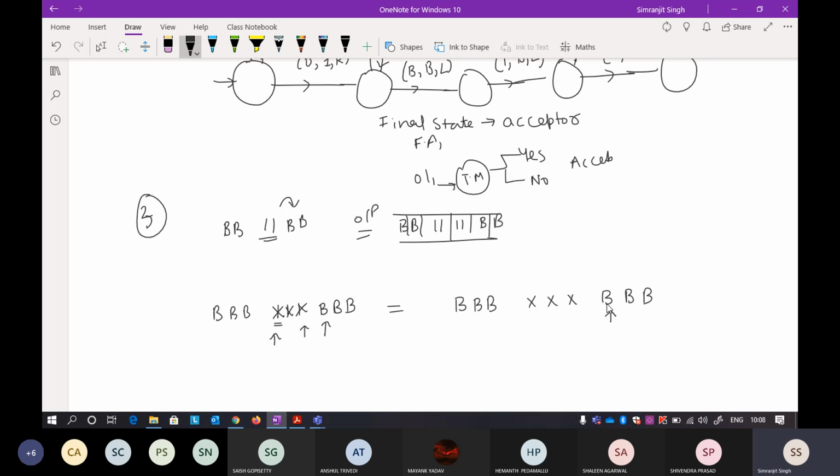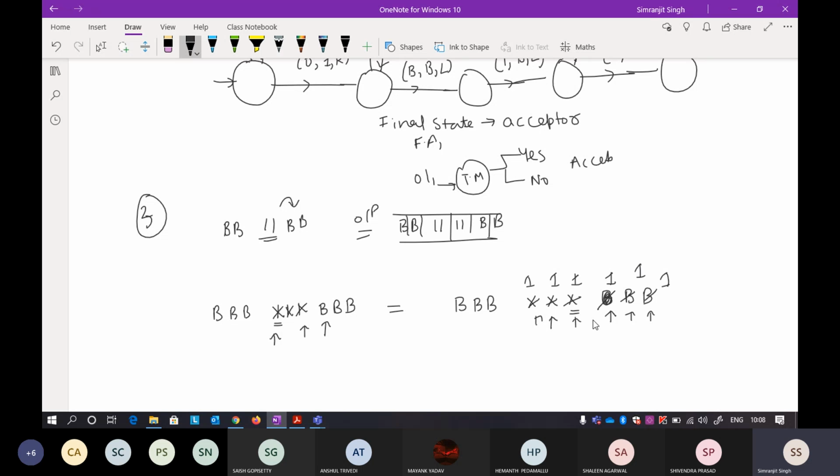Now I will convert this blank into a 1. So I convert this blank into 1, and I move towards the right, towards the first x, and I change it to 1. Again I move to the right until I find a blank and change it to 1. Again I move to the left until I find an x and move it to the 1. So this procedure will be repeated, and the ones will be copied.